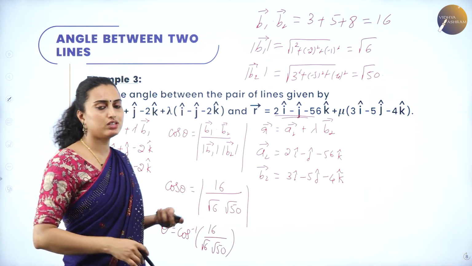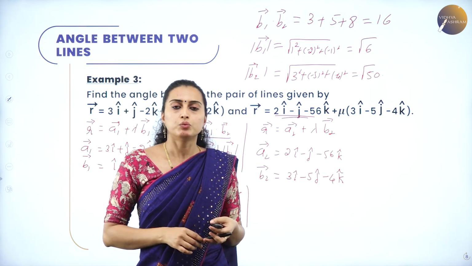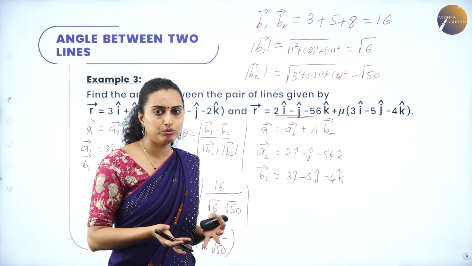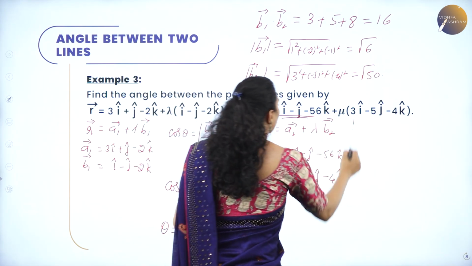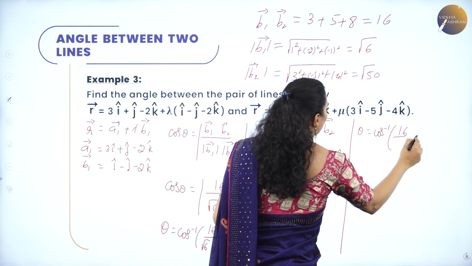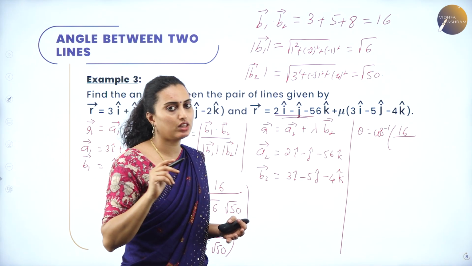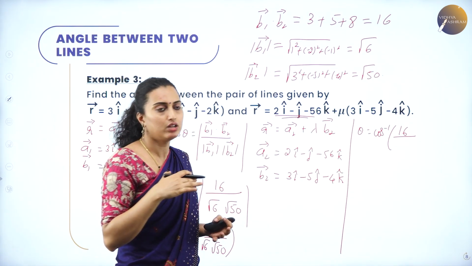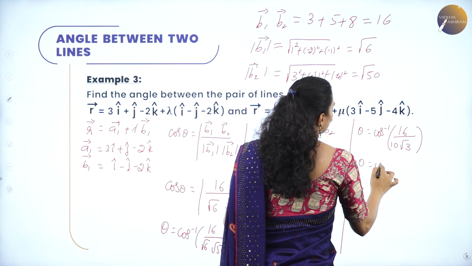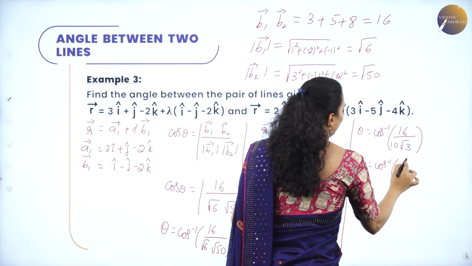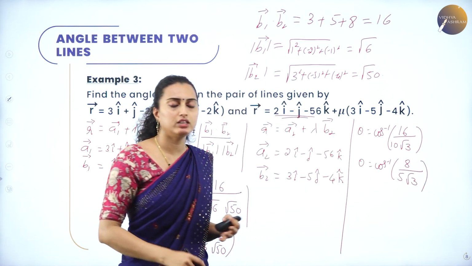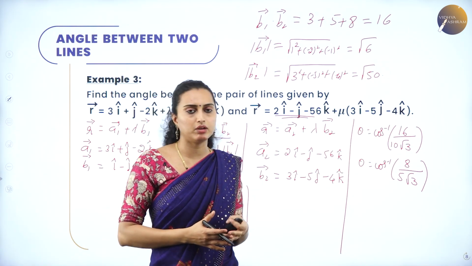If you want, you can take root 6 into root 50, which is 6 5s are 30, so which is nothing but root 300. So root 300 can be written as what? 100 into 3, and 100 can be taken outside. So theta is equal to cos inverse of 16 divided by root of 100 into 3, which is 300. Root 100 can be taken outside, which becomes 10. So 10 root 3. You can cancel if you want. So cos inverse of this becomes 2 8s divided by 5s. Therefore, the answer is theta equals cos inverse of 8 divided by 5 root 3.